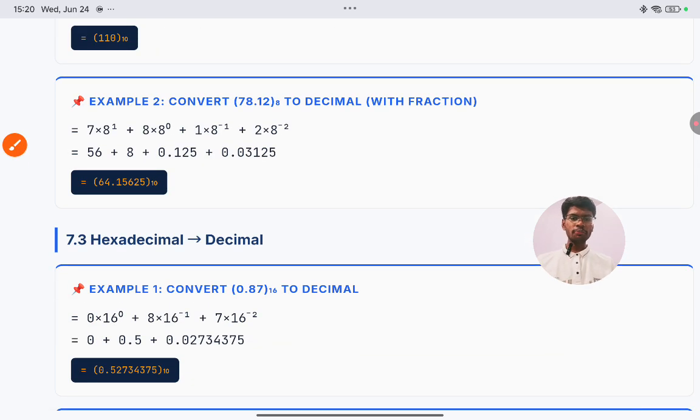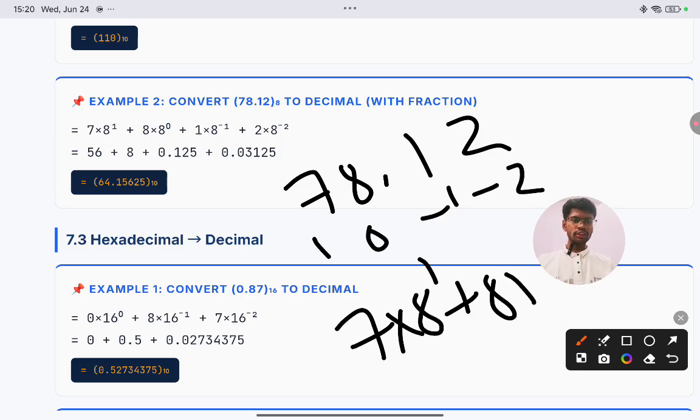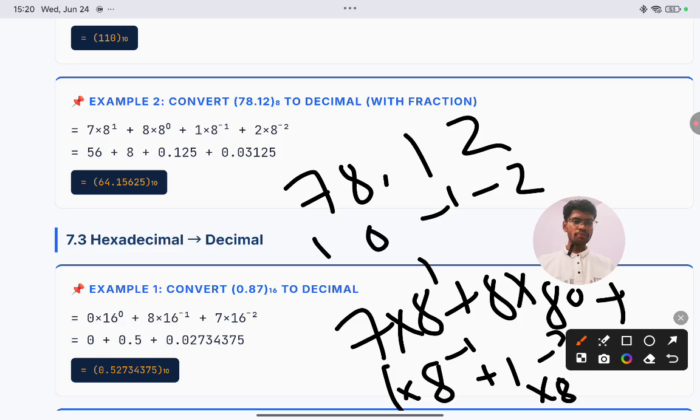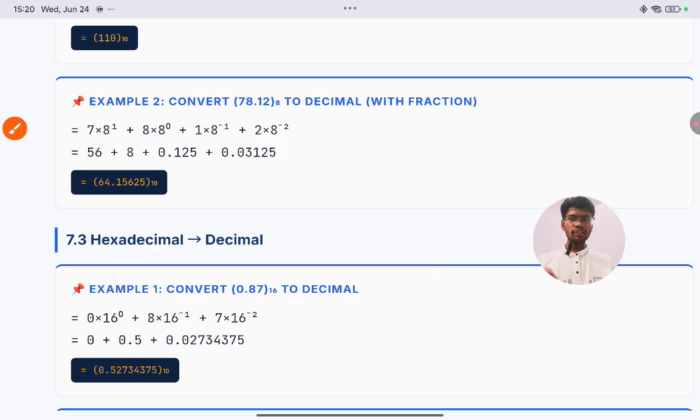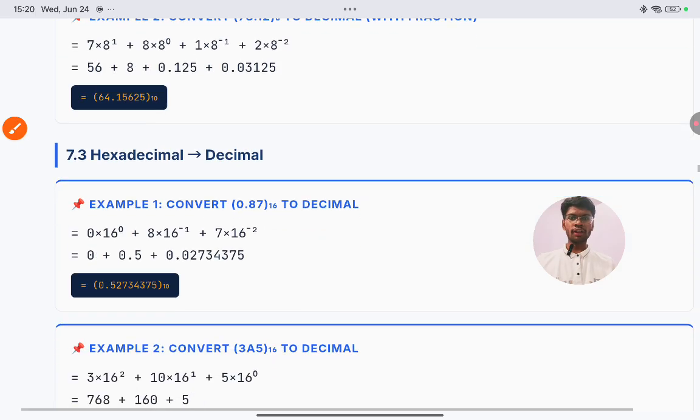Then see 78.11, you can see what is happening. This is position 1, 0. After the point, it is minus 1, minus 2. So I do 7 into 8 to the power 1 plus 8 into 8 to the power 0 plus 1 into 8 to the power minus 1 plus 1 into 8 to the power minus 2. That's easy. Then just add up all the things. You have to solve this in maths, or maybe a calculator might be allowed, or in some examinations probably easy questions will be coming. So you can do it manually by hand.